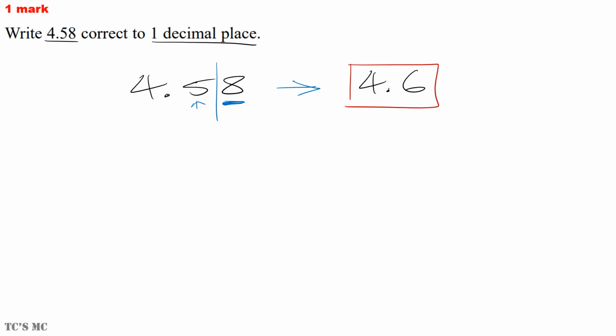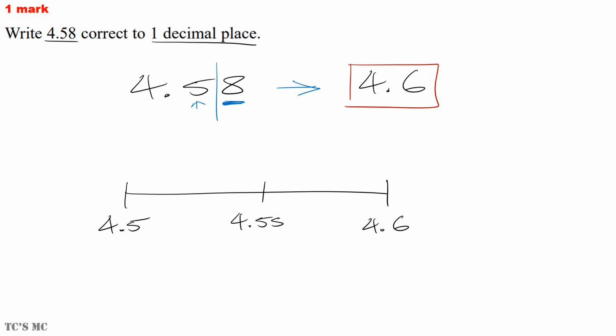Another way to think about this is a number line. We know that 4.58 is between 4.5 and 4.6. In the middle, we would have 4.55. 4.58 would be somewhere roughly over here. So to 1 decimal place, again, it's 4.6. You can just write 4.6 for the 1 mark.